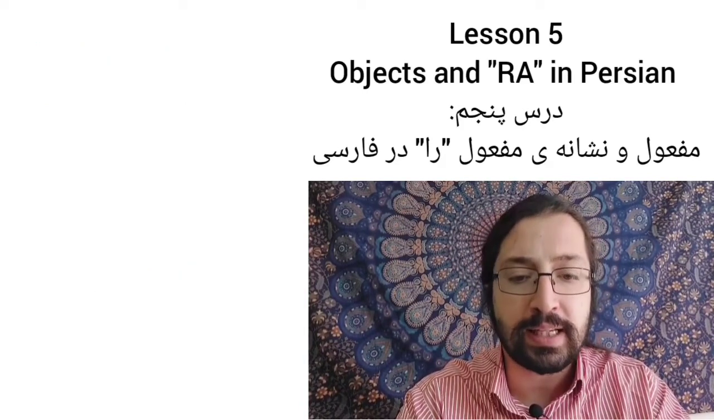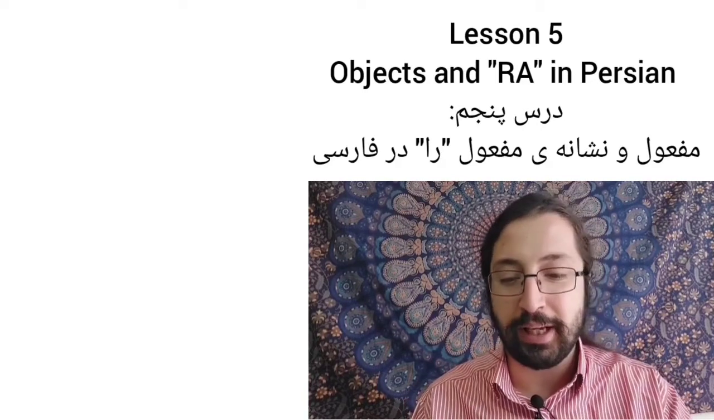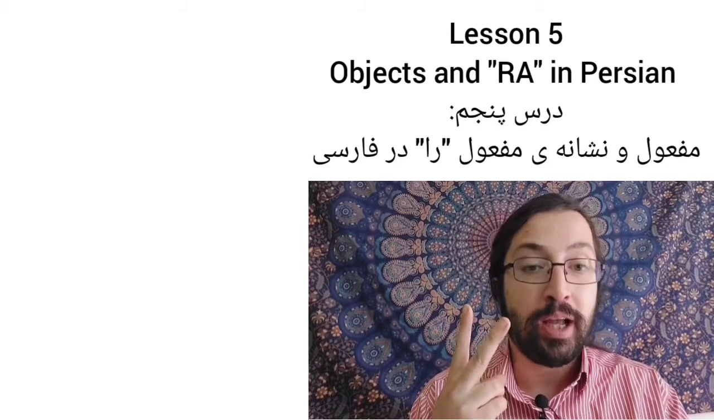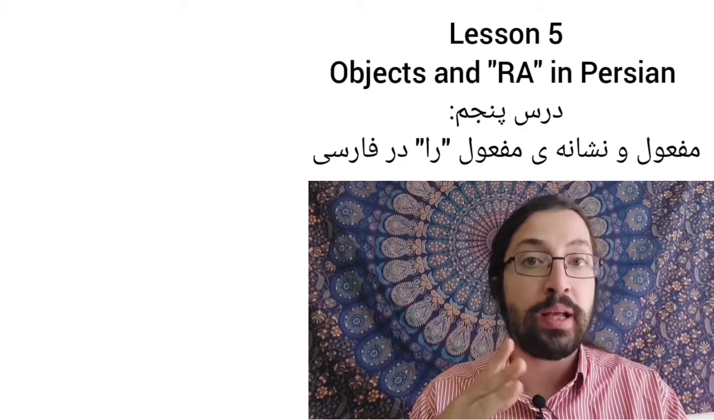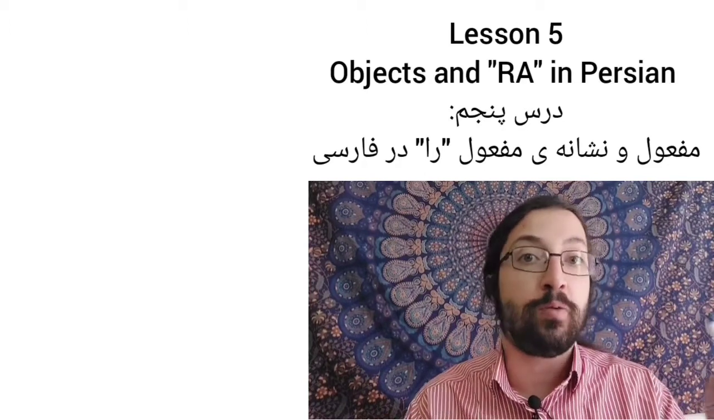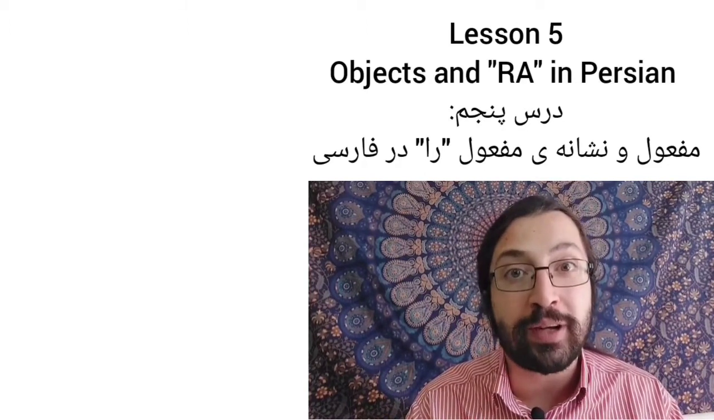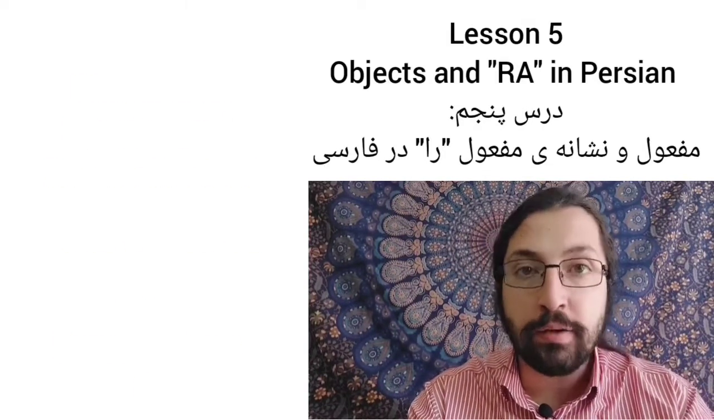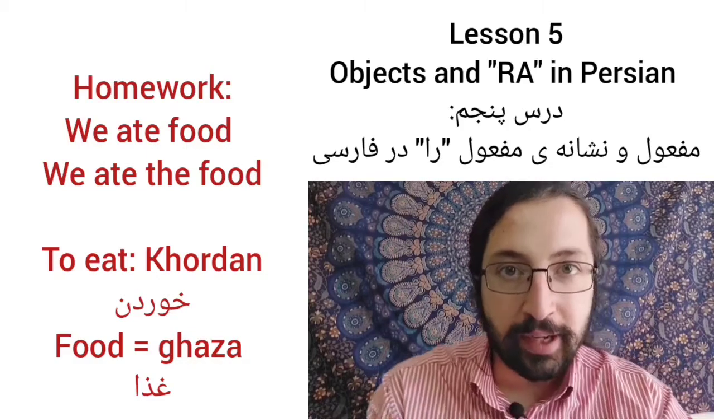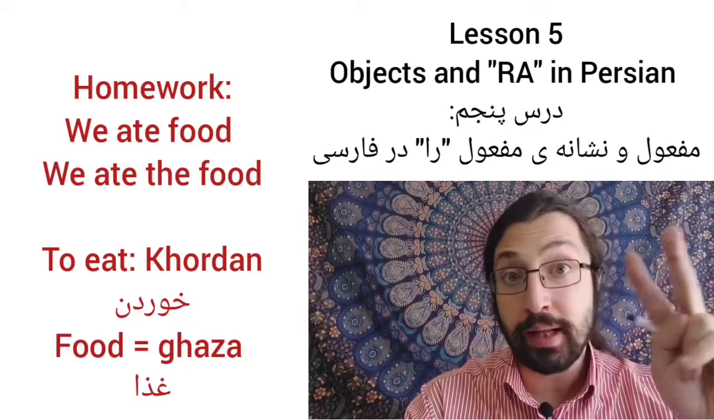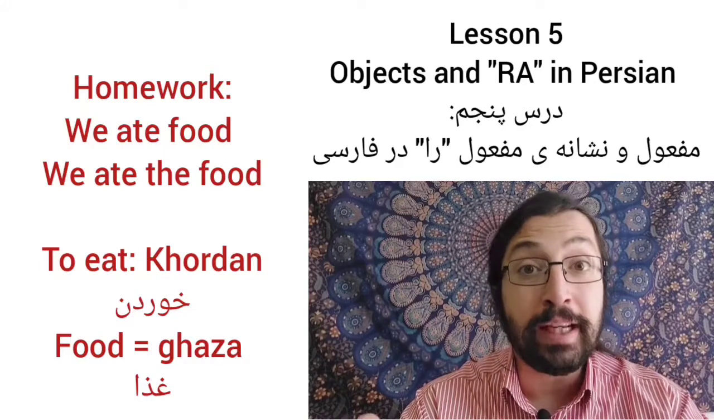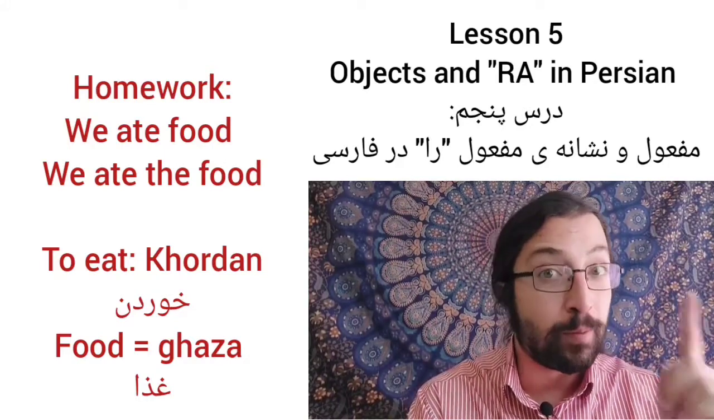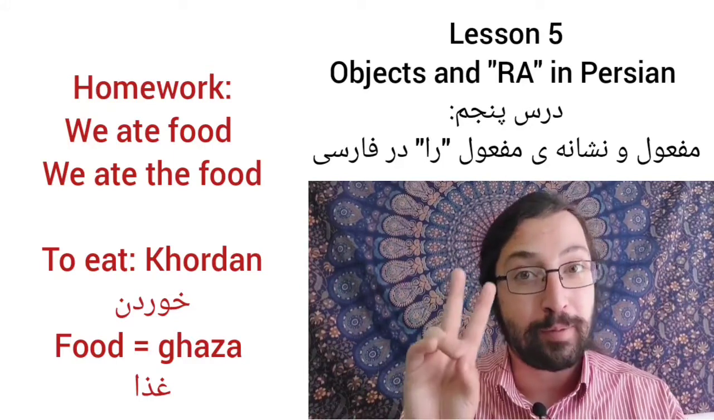So I think that's enough for this lesson. Just let me give you your homework. I'm going to give you two sentences, okay? One is with an indefinite object, and the other one is with a definite object. Sentence number one is we ate food. It's an easy sentence, okay? And sentence number two is we ate the food. Food is indefinite, number one. The food is definite, number two.